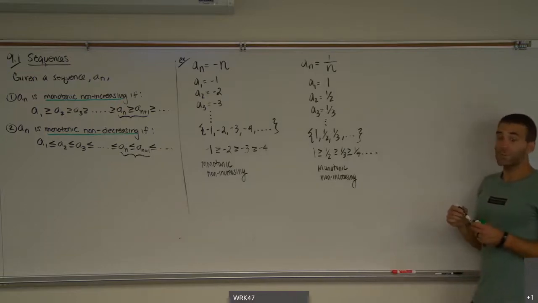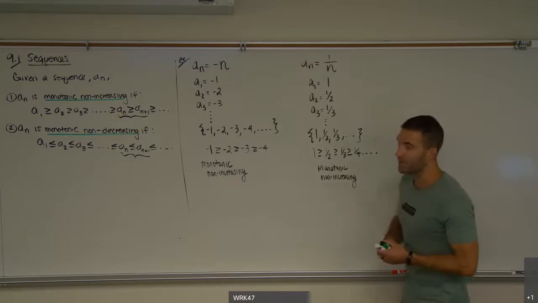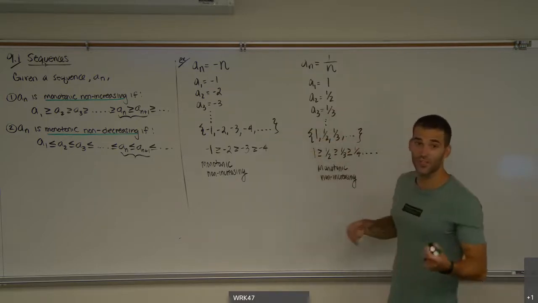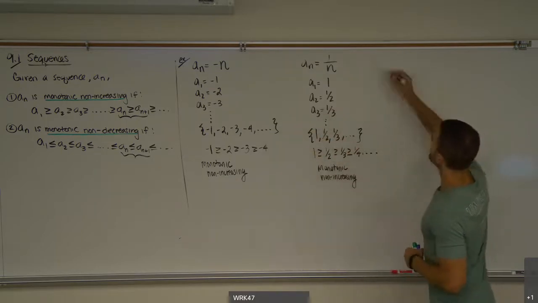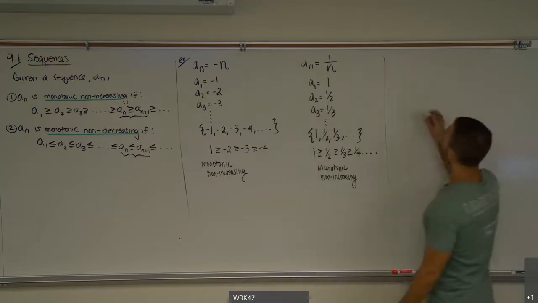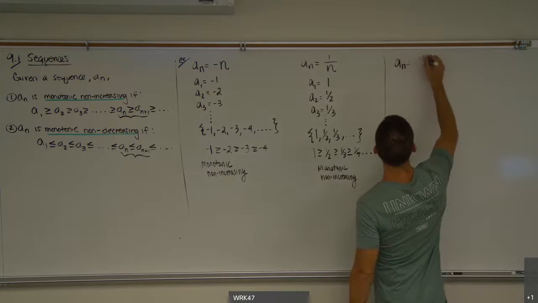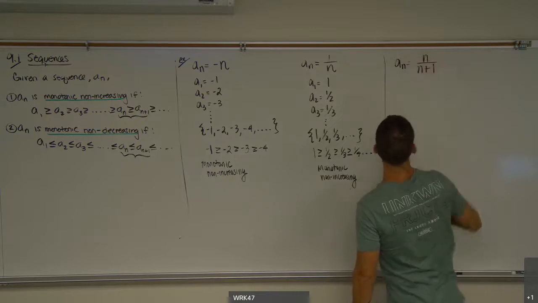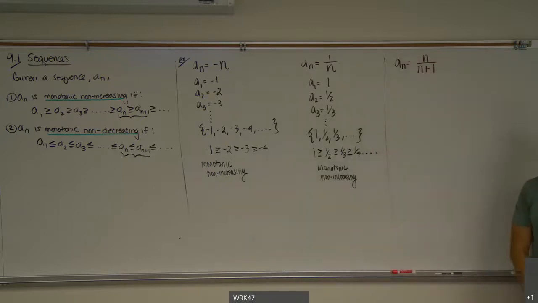How do I prove this formally without just looking at the first couple terms, though? I mean, I have my intuition, and in both of these cases, your intuition is correct because it's a very clear thing that's going on. But what if I have a sub n is n over n plus 1? Is this sequence monotonic?